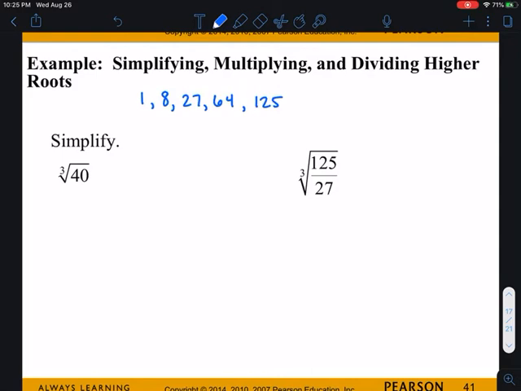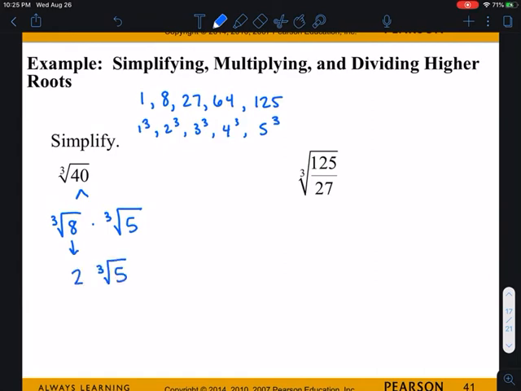So if I look at that 40, what simplifies into 40? Well, 8 does. So I can take the third root of 8 and multiply it by the third root of 5, because 8 times 5 gives us our 40. Well, that third root of 8: this was 1 to the third, this is 2 to the third, this was 3 to the third, 4 to the third, 5 to the third. So the third root of 8 is going to give us an answer of 2, and then we're left with the third root of 5. Careful with your handwriting to make sure that doesn't look like a 2 times the square root of 5.